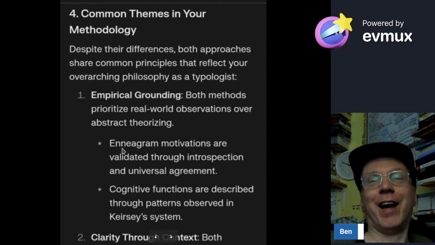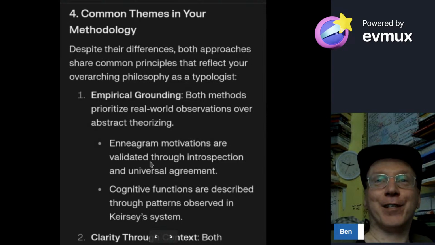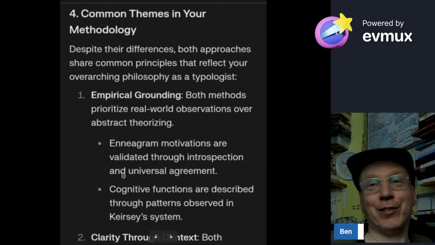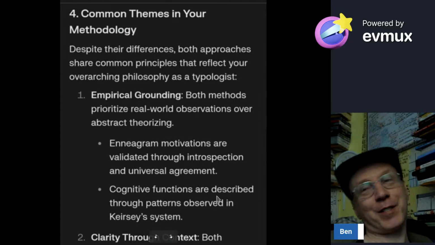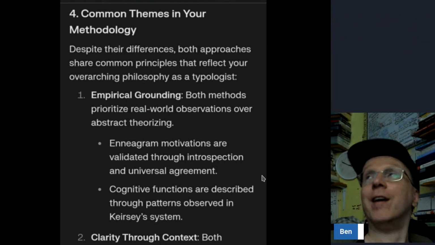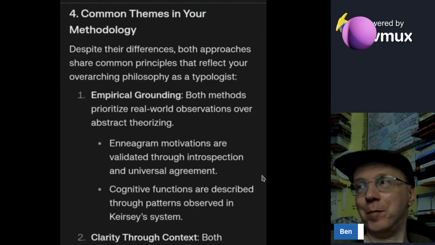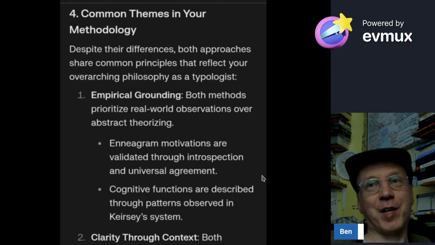They have a major. Enneagram motivations are validated through introspection and universal agreement. I lost some subscribers because I said that. Well, mostly. I mean, I've just come out and said that Enneagram 9 might not be distinct from Enneagram 2, and that the Enneagram 9 might be because of who's carrying the fixation.